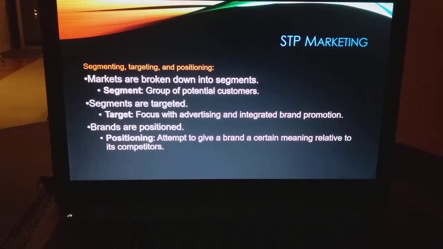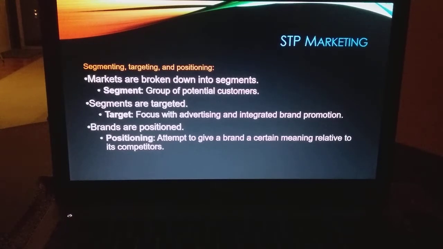Markets are broken down into segments. It's a group of potential customers. And the segments are targeted, so you focus on one group. You focus your advertising and your integrated brand promotion on one group that has some sort of common interest or needs. Then you position them. You position your product in comparison to your competitors so that it has a clear position in the market.